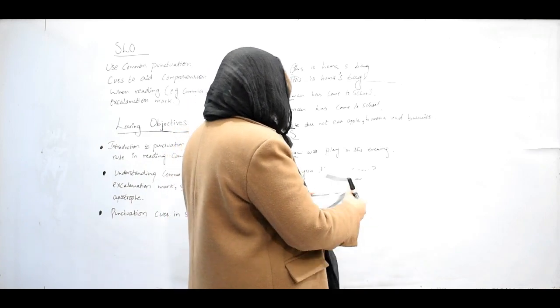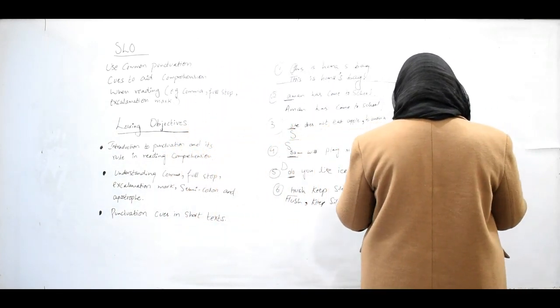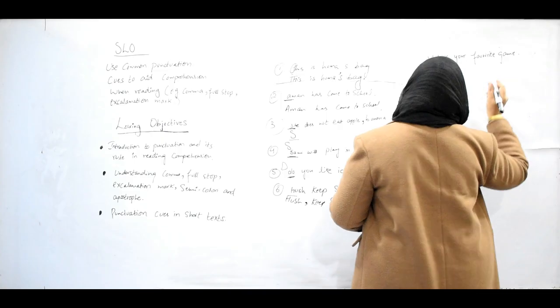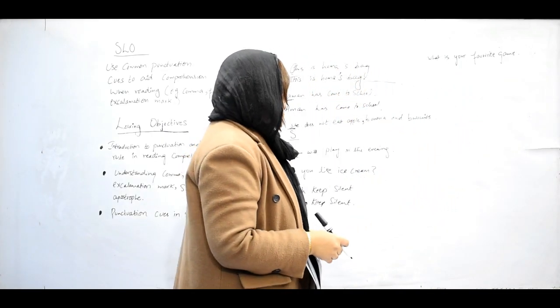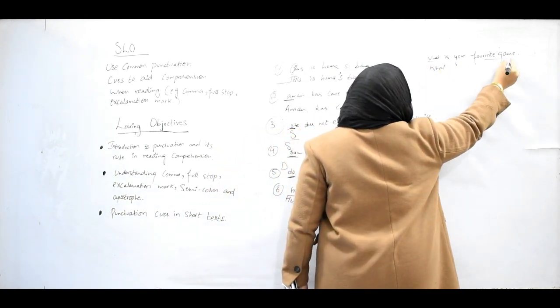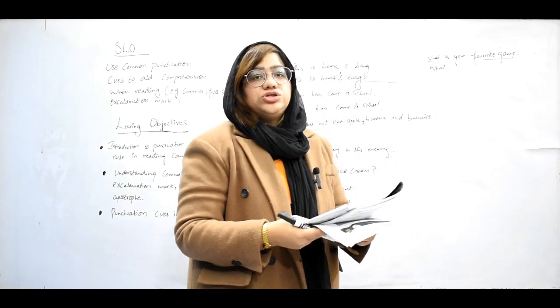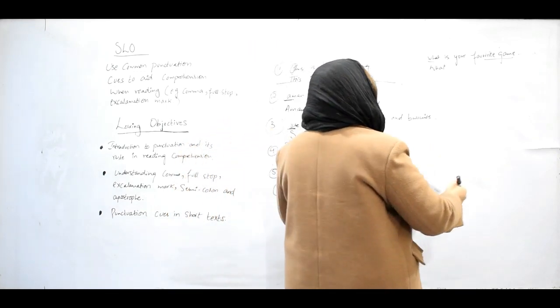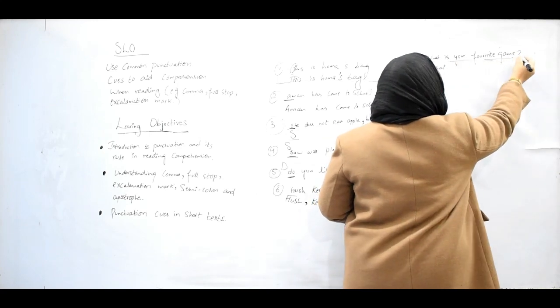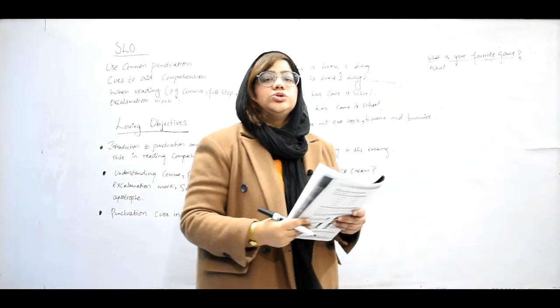Now move on with the last one. What is your favorite game? Now look at this sentence, students. Making it capital, what is your favorite game? It is a kind of questioning. So we need to put a question mark here. What is your favorite game? End this one with the question mark.